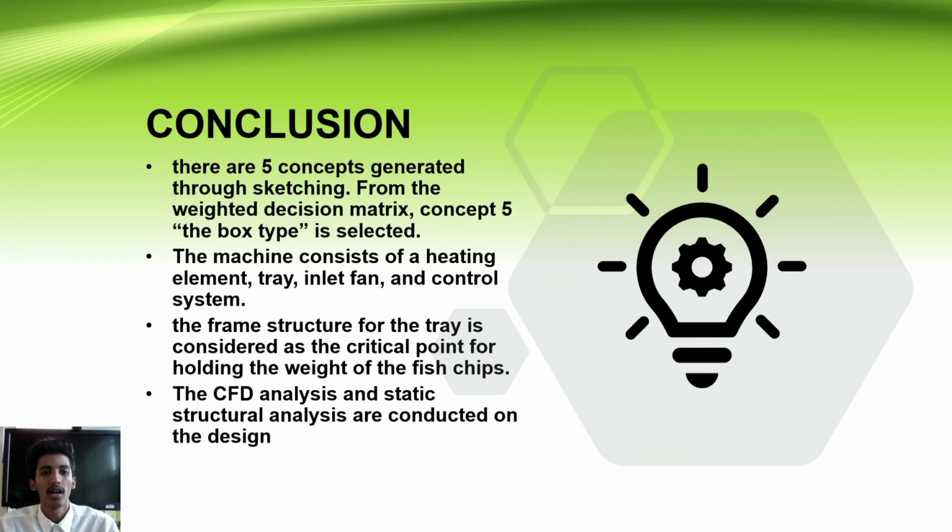Now, in conclusion, we sketched 5 concepts, and from the weighted decision matrix, concept 5 was selected, which is the box type design. This machine consists of a heating element, tray, inlet fan, and a control system. The frame structure for the tray is considered the critical point for holding the weight of the fish chips. After designing, a CFD analysis and a static structural analysis were conducted on this design.